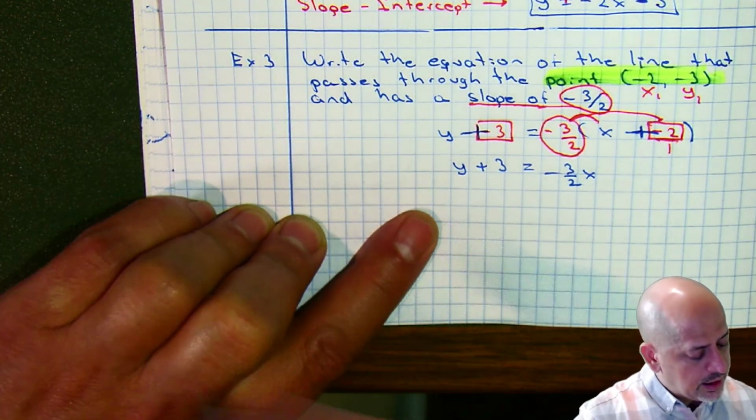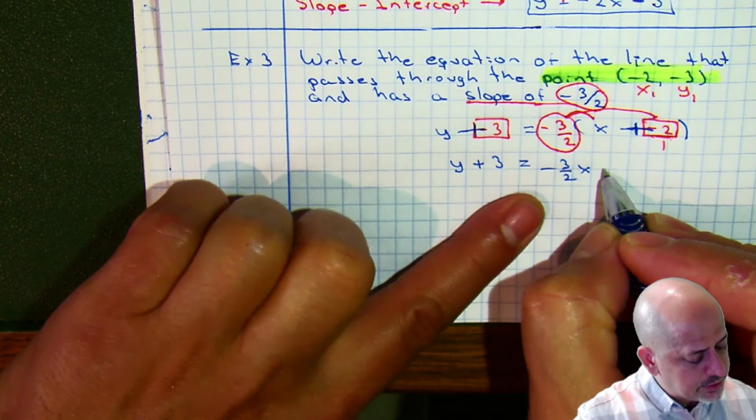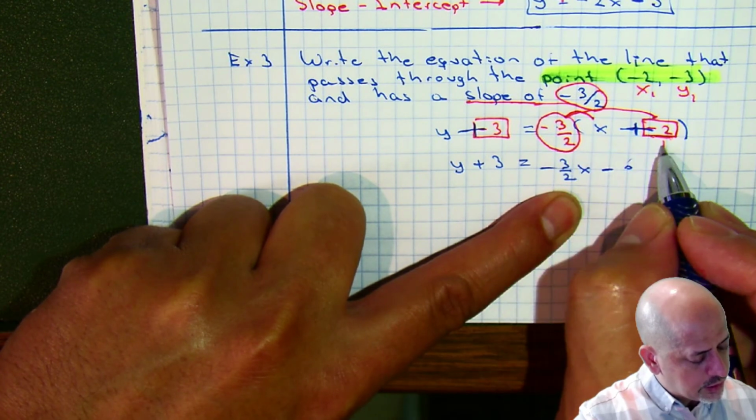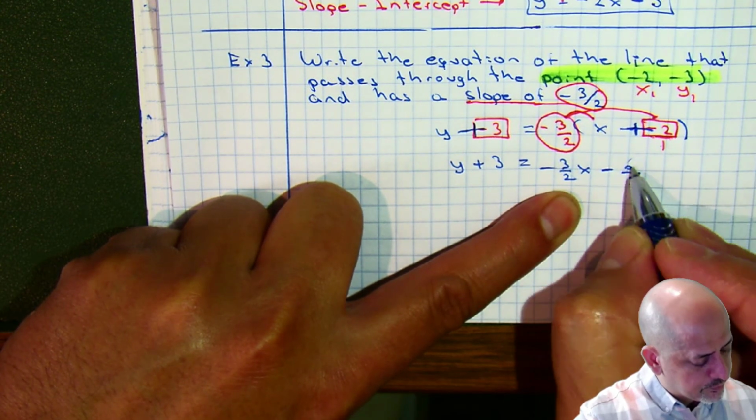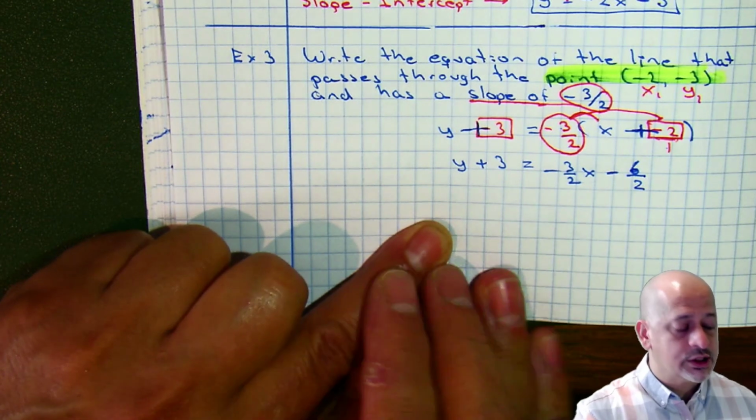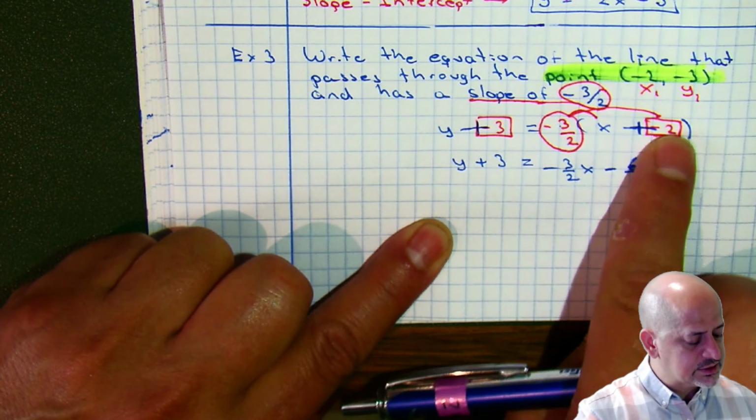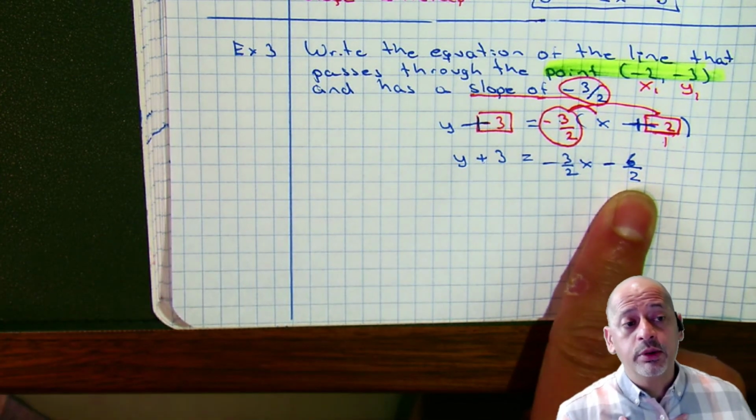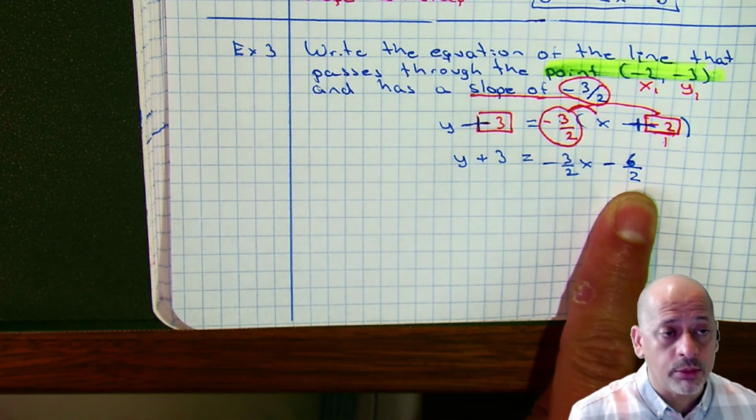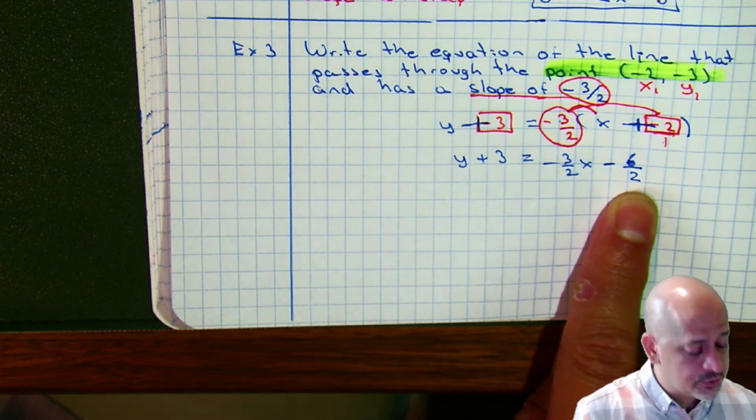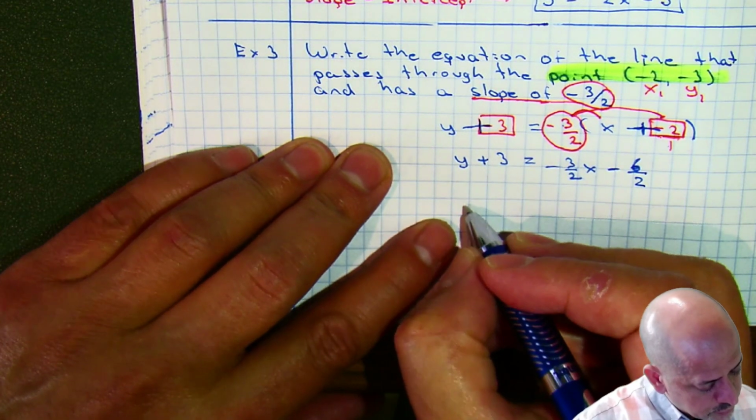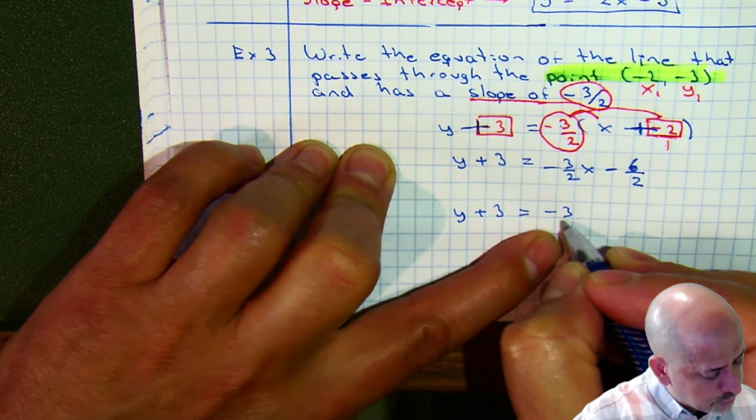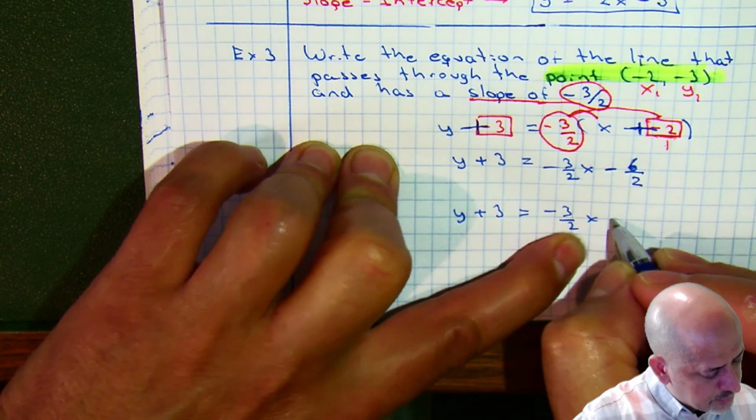And now I can multiply. Negative times positive is going to be negative. 3 times 2 is 6. 2 times 1 is 2. Correct? So we just multiply the numerators. 6 over 2. And now the problems that we are going to give you are going to be nice because that should be a whole number. So 6 divided by 2 is 3. So let's rewrite it. We have y plus 3 equals negative 3 over 2x minus 3.